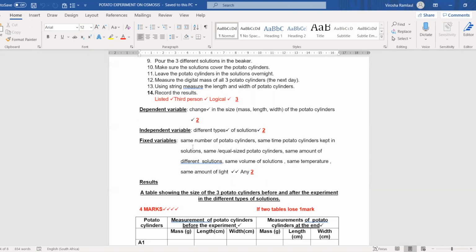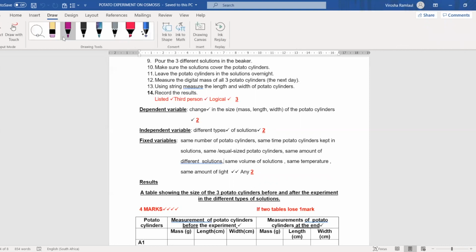Fixed variables are variables that must be kept the same. Same number of potato cylinders, same time the potato cylinders are kept in, equal size potato cylinders, same amount of the different solutions, or it could have been same amount or volume. It's the same thing, okay? So it should have had a slash there. Same temperature the potato cylinders are exposed to, same amount of light the potato cylinders are exposed to. So make sure that you're very specific.